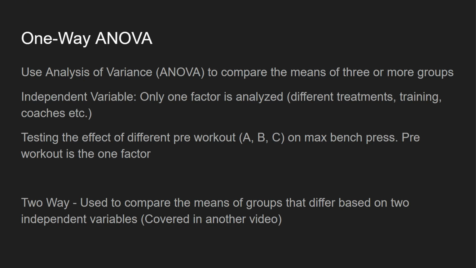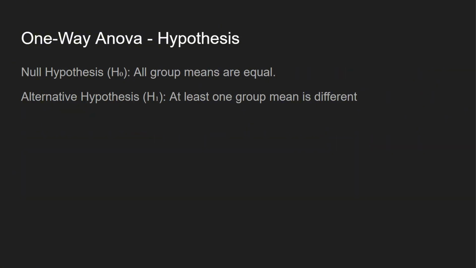If you want to compare means of different groups based off of two different independent variables, that's considered the two-way ANOVA. We'll cover that in another video. The null and alternative hypotheses: the null hypothesis is that all group means are equal. The alternative hypothesis is that at least one group mean is going to be different.